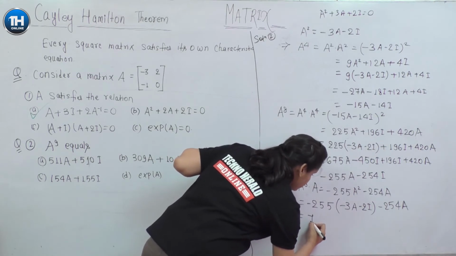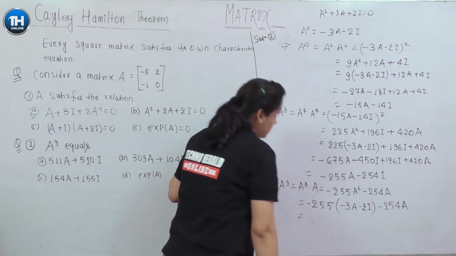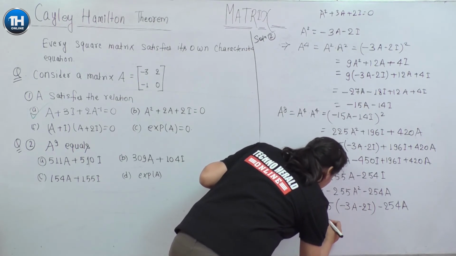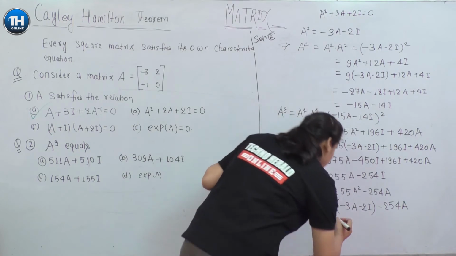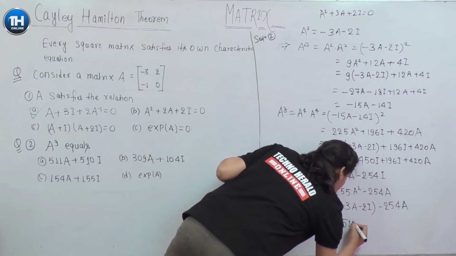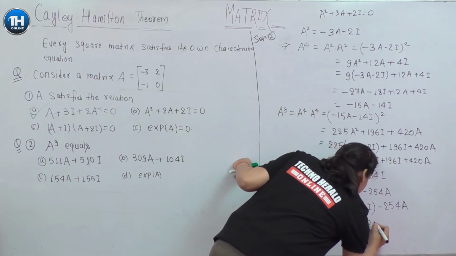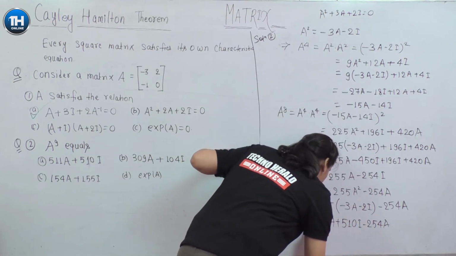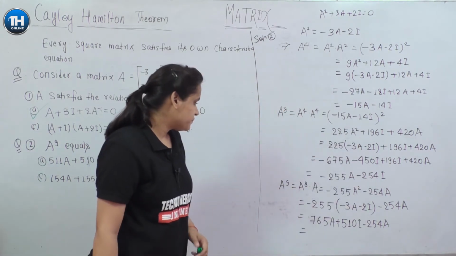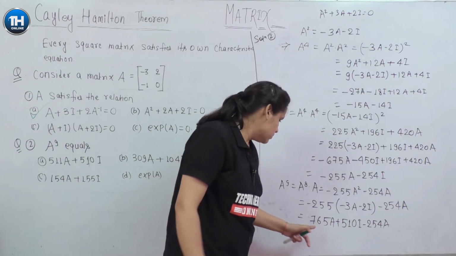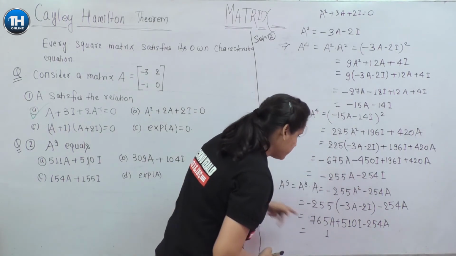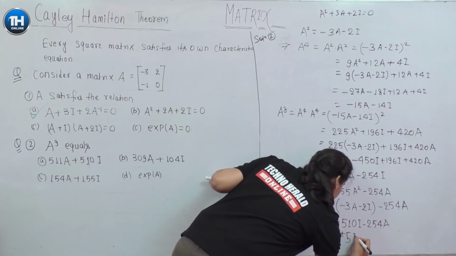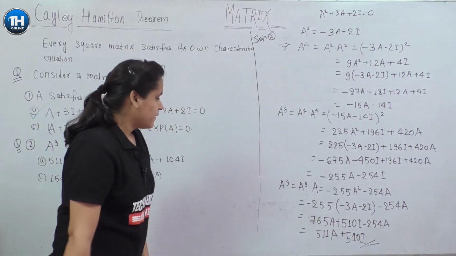Multiply, how much will you get? 255 into 3 is 765. Okay, 765, plus 510I, minus 254A. What will it be? 765 minus 254, how much will it be? This will give you 511A plus 510I. So this is the value of A to the power 9.